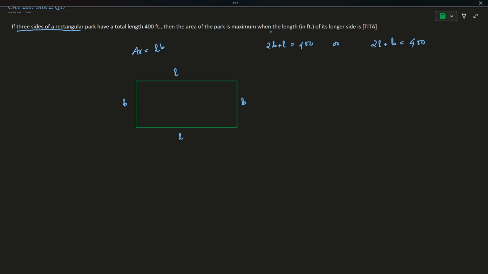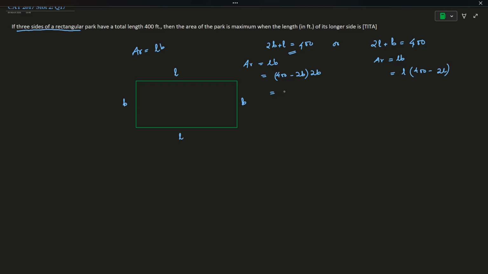Let's say, what will be the area in this case? The area will be length into breadth. So length can be written as 400 minus 2b, into b, using this equation. What is L? L is 400 minus 2b. Or in this case, the area will be length into breadth as well, but what is b? b is 400 minus 2L.